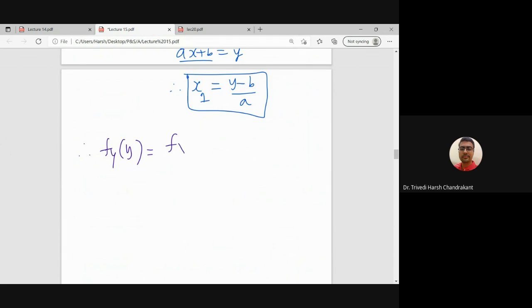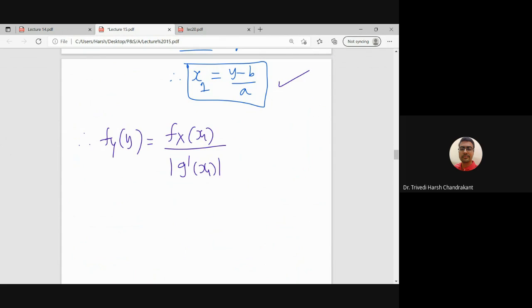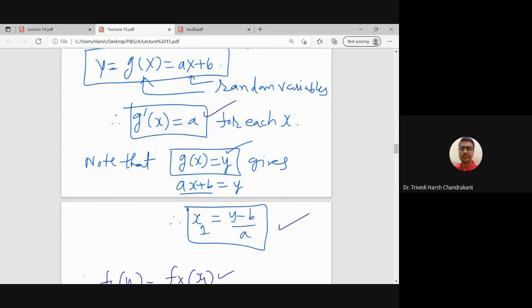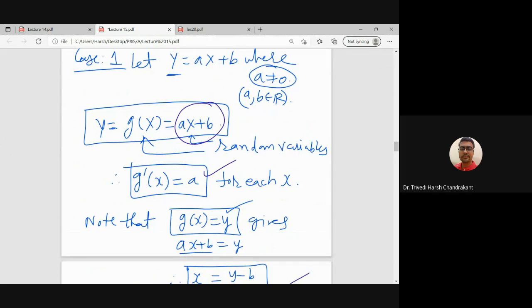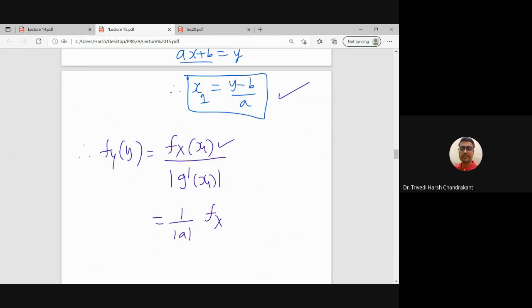what is the formula? The formula is fx at x1 divided by the modulus of the derivative of g at x1. Right? And then we know what is x1 here. We also know what the derivative is. That is a, right? So modulus of a we can take outside. So that is 1 upon modulus a, that is this term, and the numerator is fx at x1. Sorry, fx is the PMF of the random variable x. So that is as it is. We need to just substitute x1. X1 is y minus b by a.